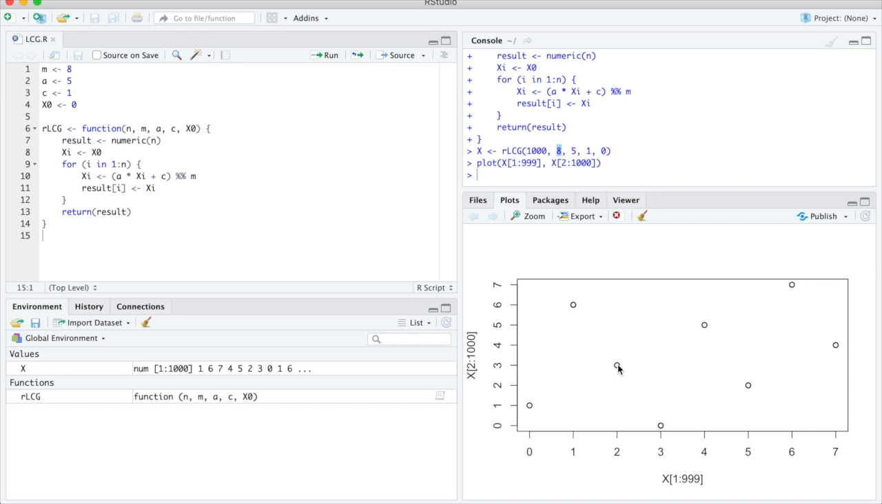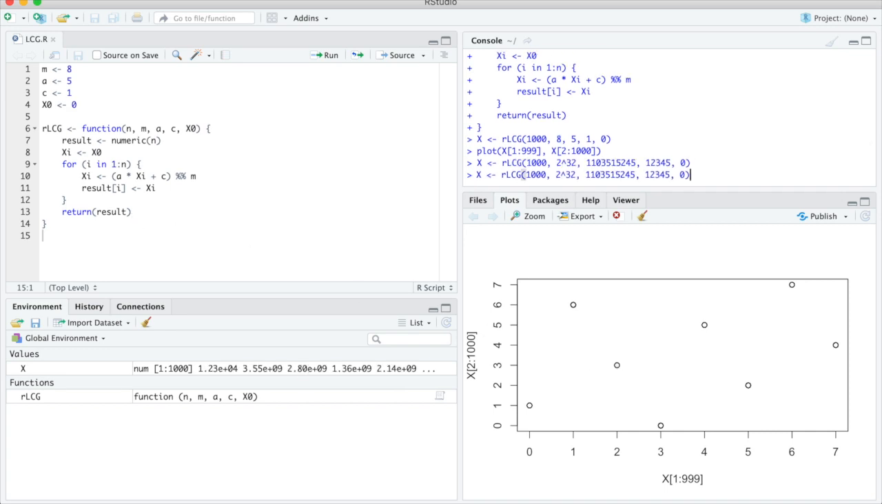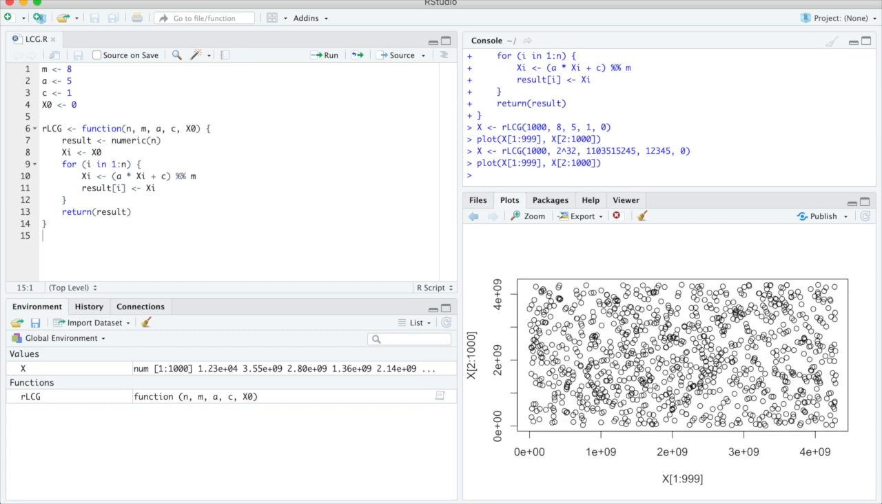So that looks not so good, and that looks not like what I would expect from a uniform distribution. In contrast, if we use more realistic parameters, say the ones we looked up on Wikipedia earlier, like this, then if we do the same plot again, we see that could be a sample from a uniform distribution, namely there is a square filled and there is no clear pattern.